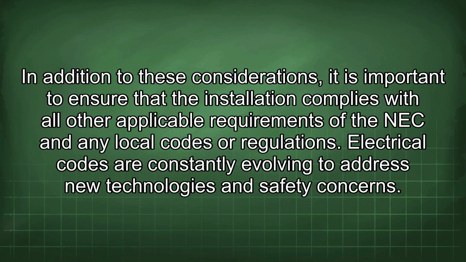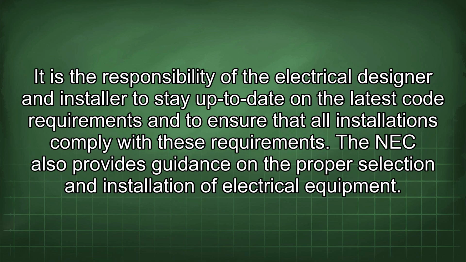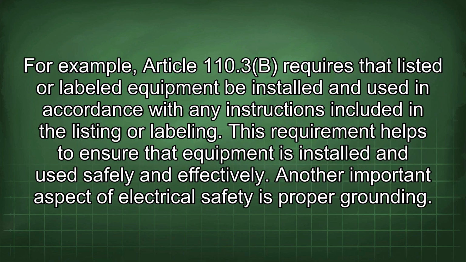In addition to these considerations, it is important to ensure that the installation complies with all other applicable requirements of the NEC and any local codes or regulations. Electrical codes are constantly evolving to address new technologies and safety concerns. It is the responsibility of the electrical designer and installer to stay up to date on the latest code requirements and to ensure that all installations comply with these requirements. The NEC also provides guidance on the proper selection and installation of electrical equipment. For example, Article 110.3b requires that listed or labeled equipment be installed and used in accordance with any instructions included in the listing or labeling.